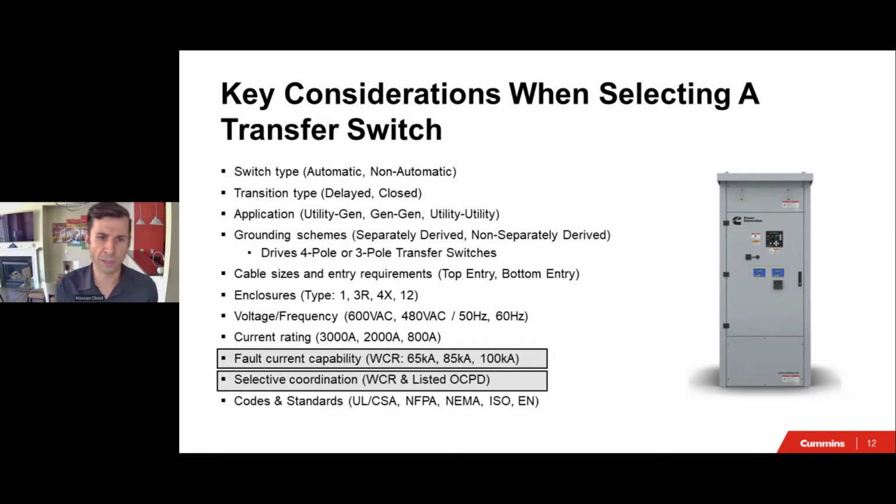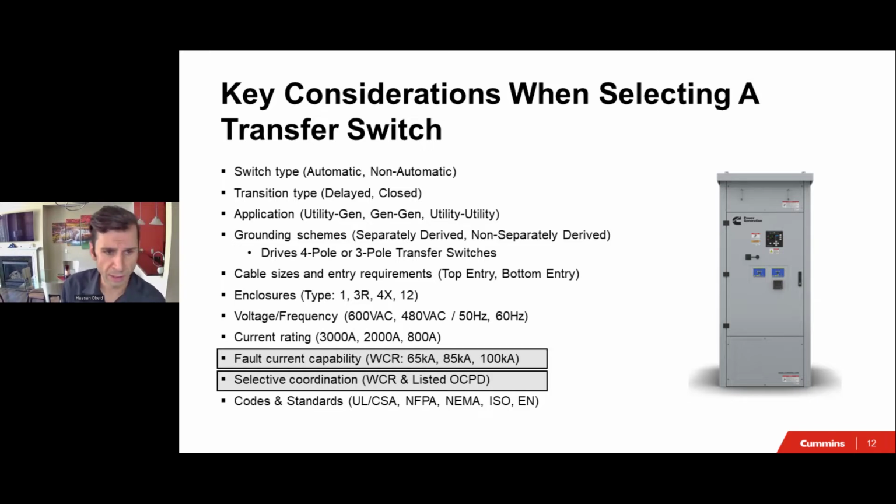And a delayed transition is an open transition, and there's a time delay in the transition between the two sources, so that we give the load enough time to decay in case it's a stored energy load, such as an MRI machine or a motor, to decay to a safe level before we transfer. You also think about the application. Maybe the application is the first item on the list, whether it's utility to gen, which is the most common application, gen to gen, or utility to utility.